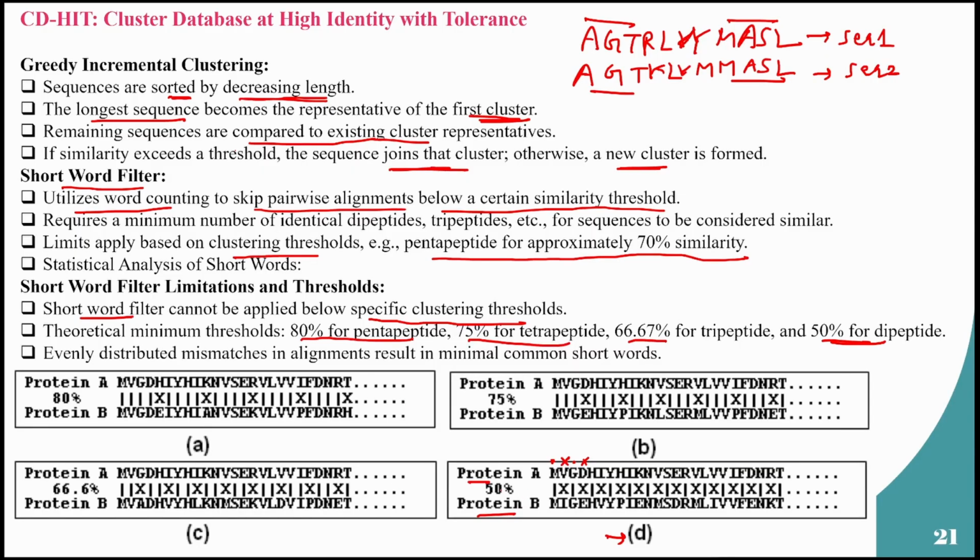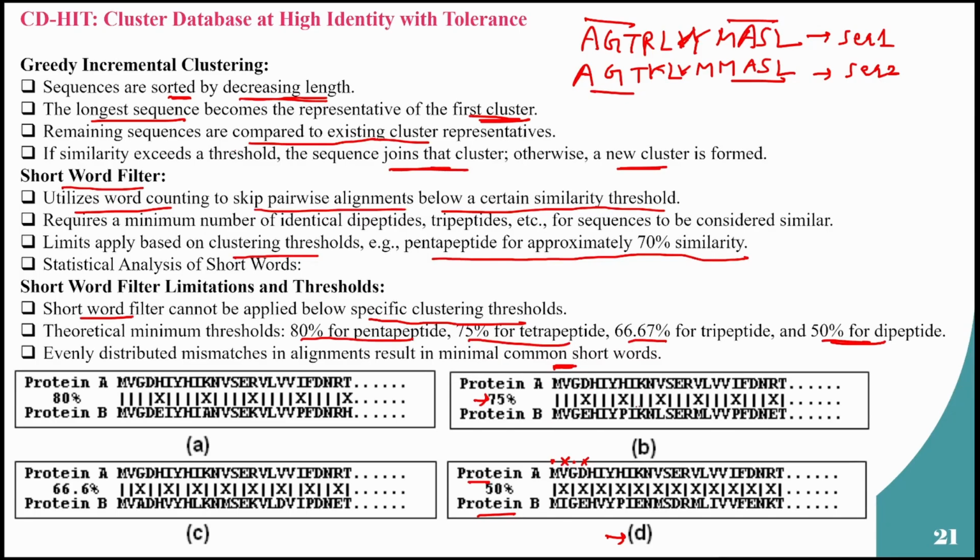So if protein A and protein B have 50% identity, and the mismatches are distributed evenly, we will never find a two-word match in this particular case, because, of course, one mismatch appears alternately to one match. That means no two consecutive characters are matching at the same time in a particular position, so you cannot find that. Similarly, if protein A and protein B are matching with 75% identity, and the mismatches are distributed evenly, you cannot find a four-character match between protein A and protein B. Of course, here you can see that the three-character match is present.